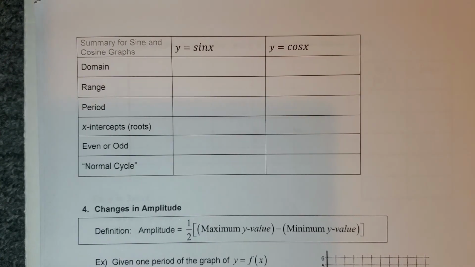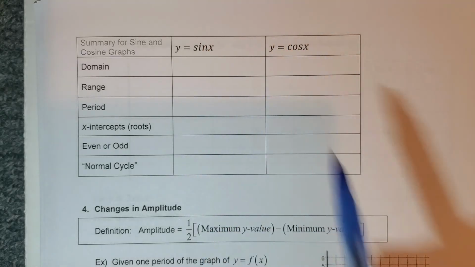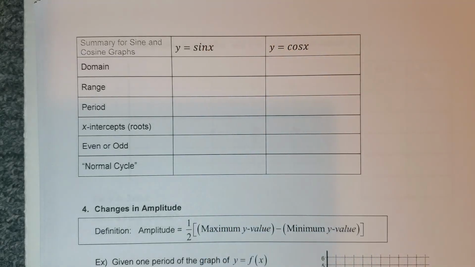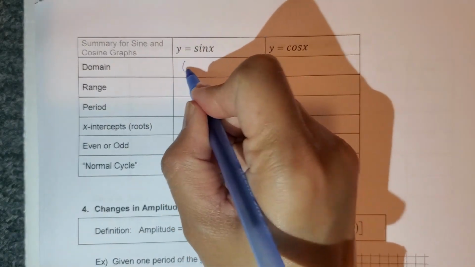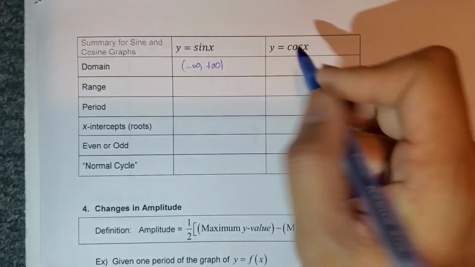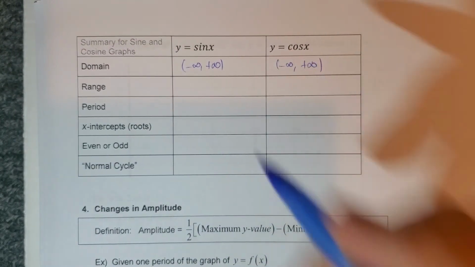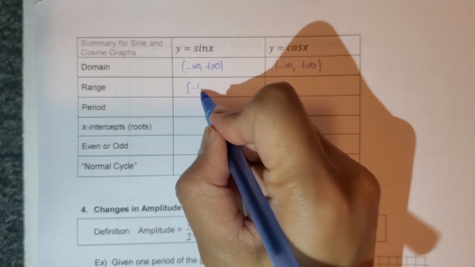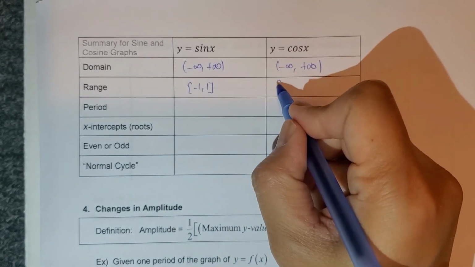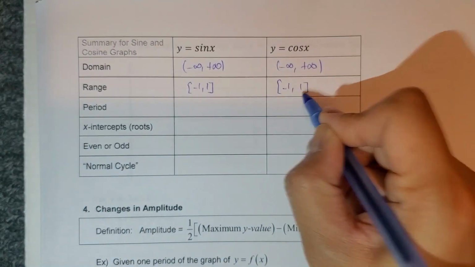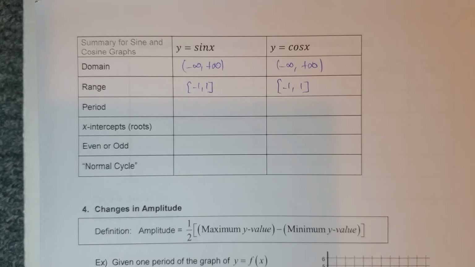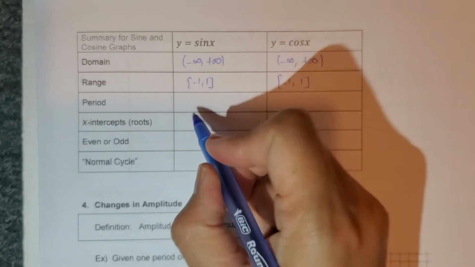So we're going to put all the information together that we were just talking about, sine and cosine. The domain for sine and cosine is the same, from negative infinity to positive infinity. The range is also the same, negative 1 to positive 1. And the period is the same, it's going to be 2 pi.